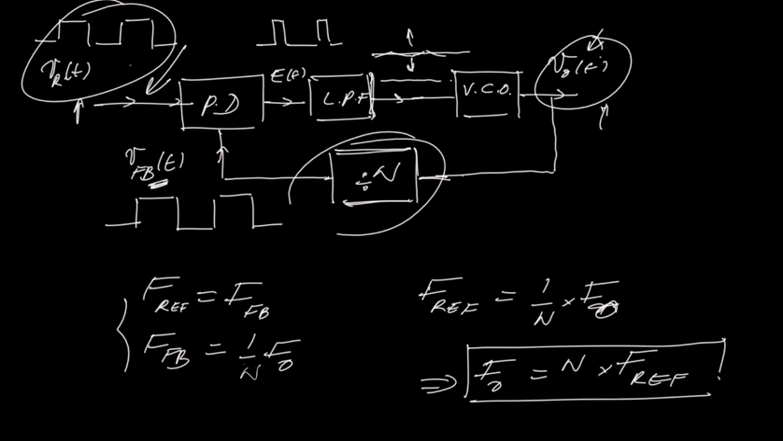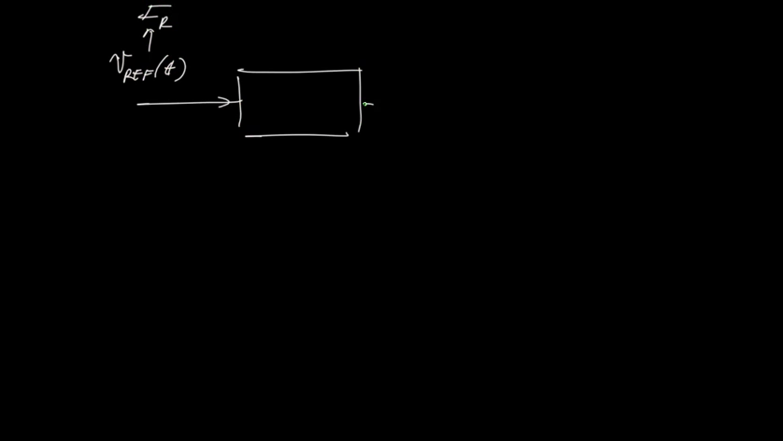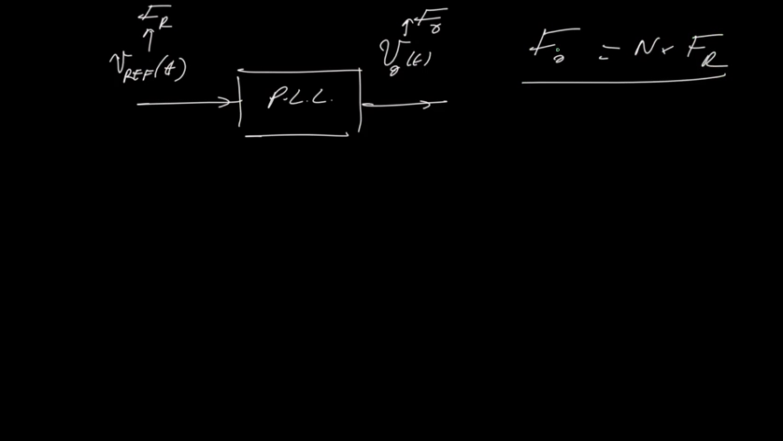So I have simply built a PLL system that looks like this. If I feed it a square waveform at a certain frequency R, what does the PLL allow me to get? It allows me to get a square waveform whose frequency is FO. How does this FO relate to FR? Well, FO is simply N times FR. Now this is amazingly interesting, and let me explain an interesting application of this.